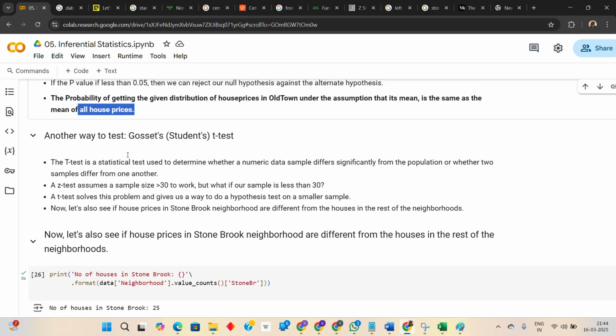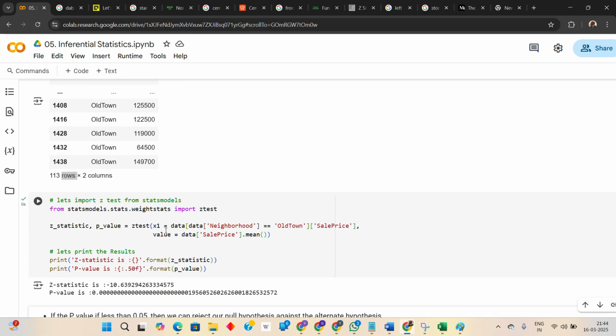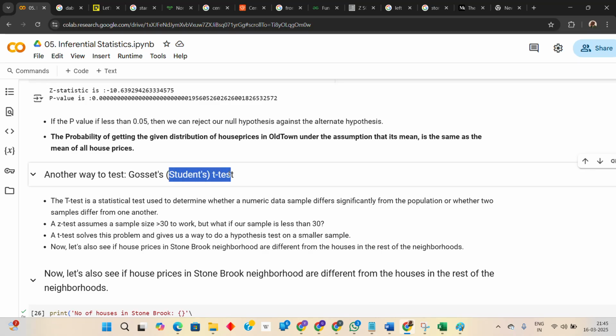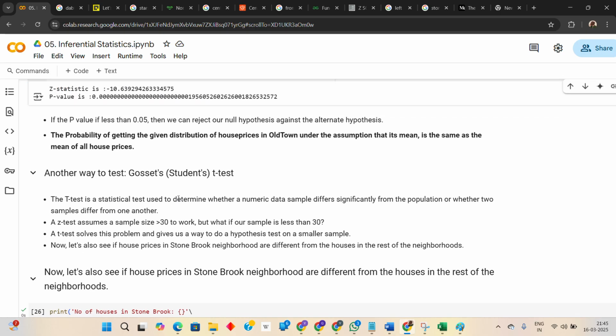Another way is also there. This null hypothesis and alternate hypothesis testing is what is called a Z test. There are two ways to do it. One is the Z test, the other one is called the T test. The T test is also called Student's t test. Gosset's Student's t test is the name that came from scientists or researchers. So one way is the Z test, another way is the T test.